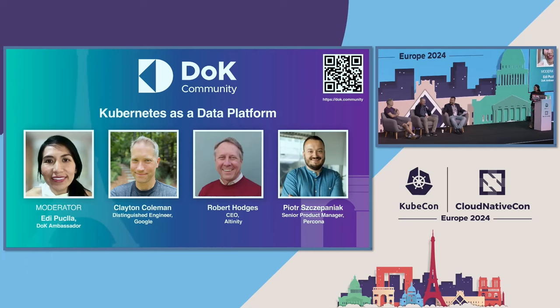Hi, everybody. Welcome. My name is Robert Hodges, and I'm CEO of Altinity. We are an enterprise provider for ClickHouse, which is a very popular real-time analytic database. I've been working on databases since 1983, so it's a while. I've been working on Kubernetes for about 5 years. And we currently run something like 200 Kubernetes clusters containing data warehouses and then advise customers how to run many more.